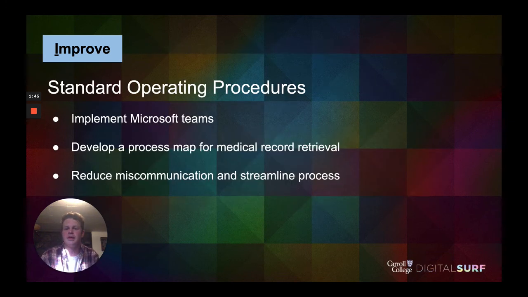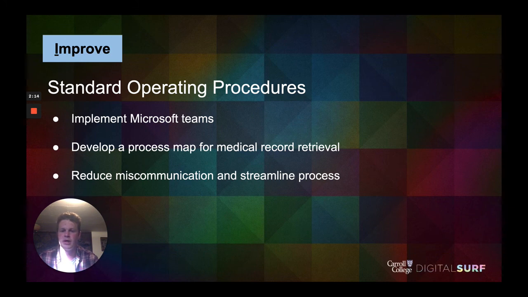So next up is our improve phase. So we're looking at our standard operating procedures. So first of all, we want to implement Microsoft Teams. First of all, with this is just to improve the communication across the company. Let us know if a certain area of the company or a certain division already has the medical requests in place and already has those records.